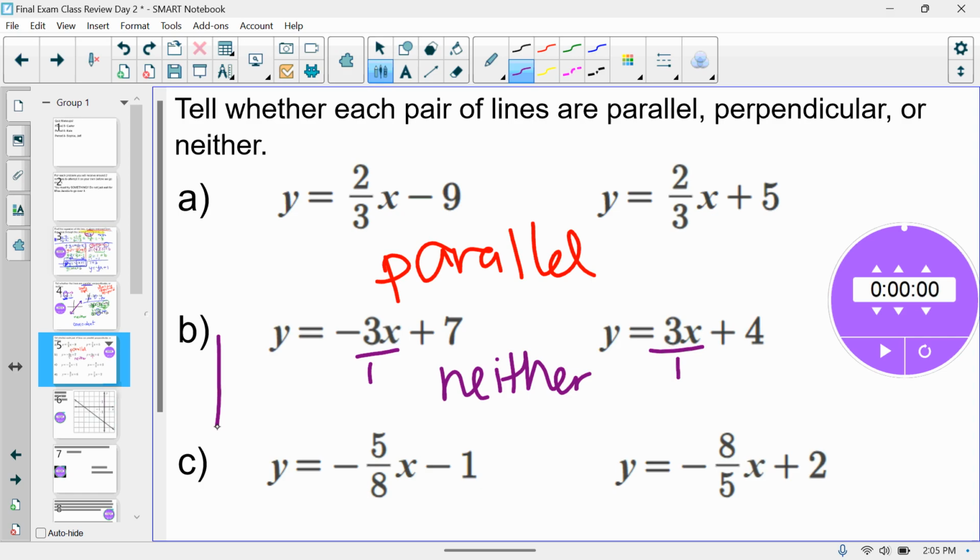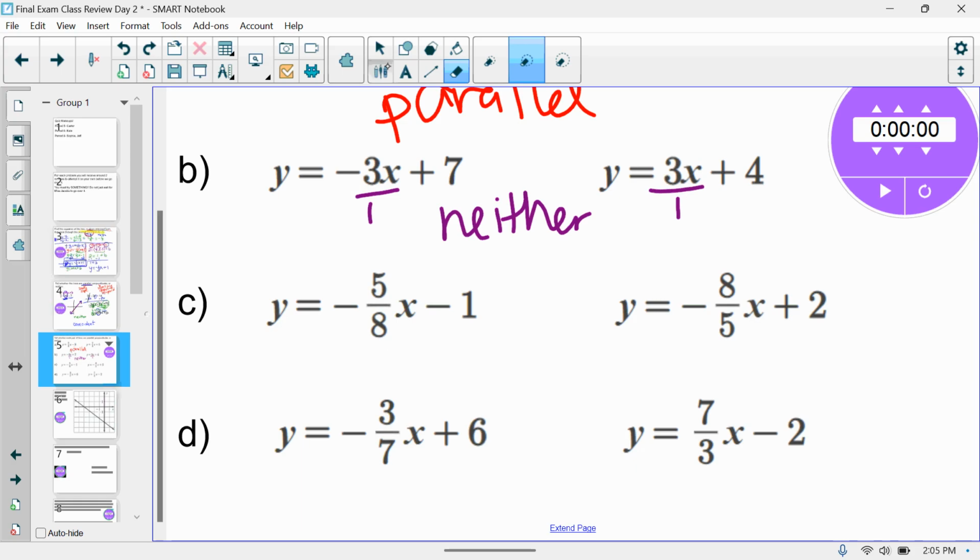If you graphed it, it would look something like this. They're going to cross at some point, but the angle they cross at is not going to be a right angle, okay? I'm terrible at drawing. They're not perpendicular. So we have to say neither for that one.